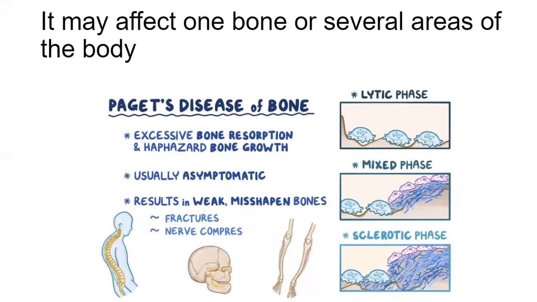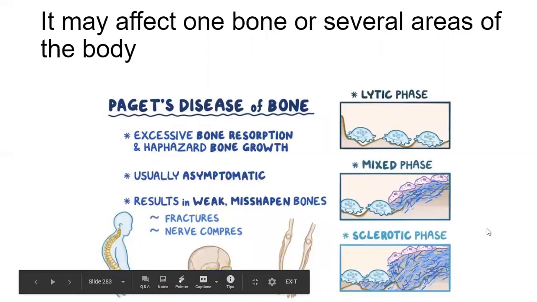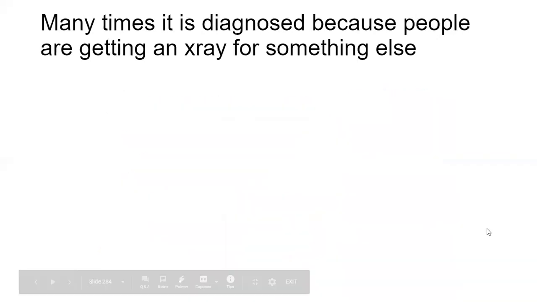So you can see it's in the back. We can get it in the skull. We can get it in the arms. We can get it in the legs. A lot of times with this, people don't even know they have it. But in the lytic phase, remember we said in osteolysis, you're breaking down bone with osteoclasts. These would be osteoclasts that are right here, right? So we're breaking down bone. Then you have the mixed phase, in which we're also rebuilding some bone, right? And then you have the sclerotic phase, which is where we have the weak bone.